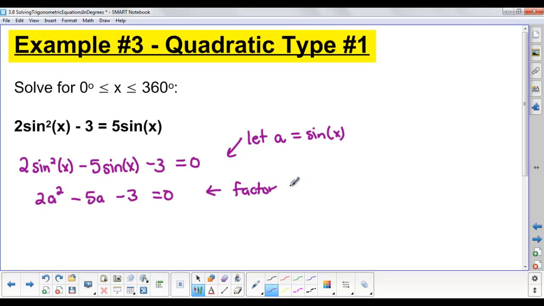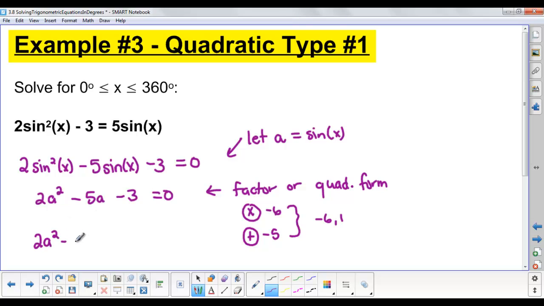If factoring doesn't work, you can always rely on quadratic formula. In this case, we are looking for two numbers that multiply to -6 and add to -5. Okay, because it is a complex trinomial, and those two numbers end up being -6 and 1. And again, because it's a complex trinomial, I can't just put these two numbers in brackets. I need to decompose. So we'll rewrite this equation as 2a squared minus 6a plus 1a minus 3. So we decomposed this -5a.